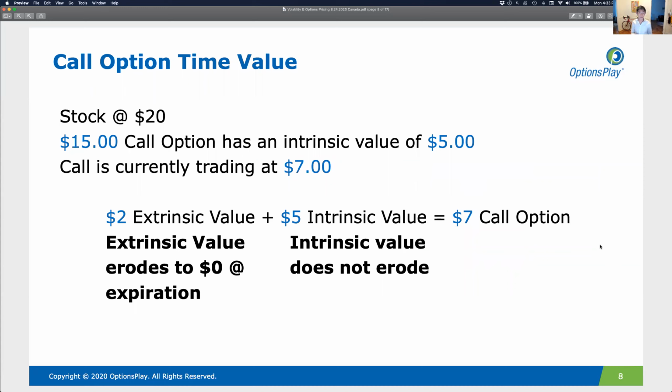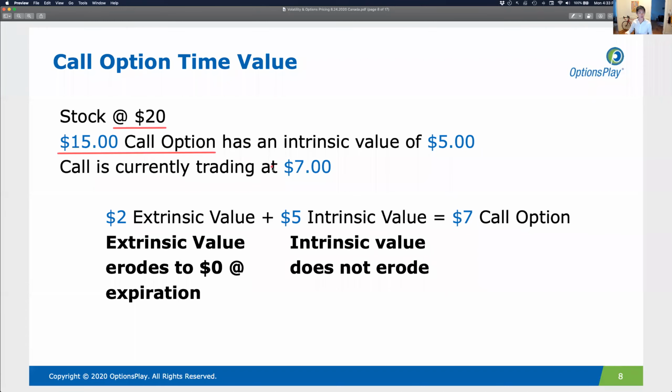So now let's talk a little bit about what actually goes into a call and put price, because like I said before, the call and put price from the market is what is used to determine that implied volatility. So what goes into the call and put price? Here I have an example where a stock is currently trading at $20. So the stock's at $20 and I'm looking at a $15 call option. That call option is $5 in the money because the stock is trading $5 above the strike price.